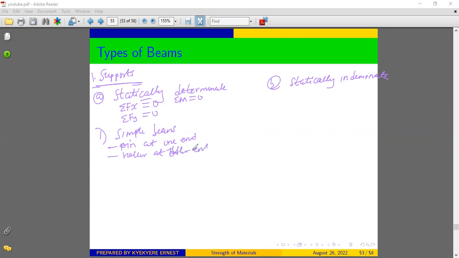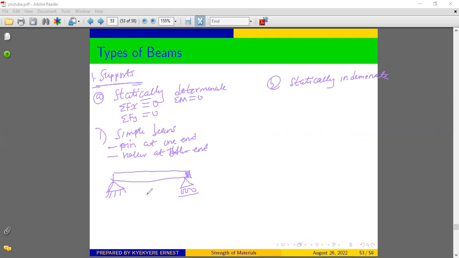So a simple beam is like this. We have one at this end, so this one is a pin support. And then we have one at the other end, which is a roller support, at the ends of the bar. So one end and another end, then we call it a simple beam.